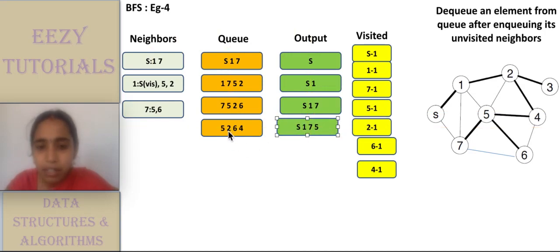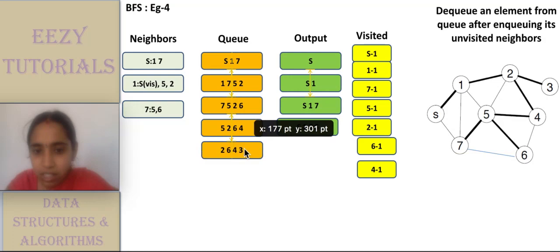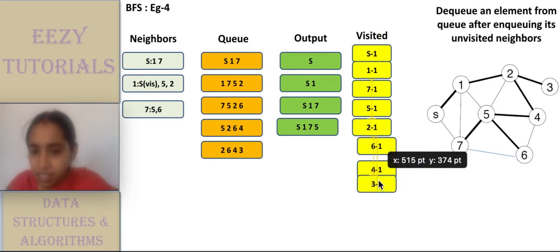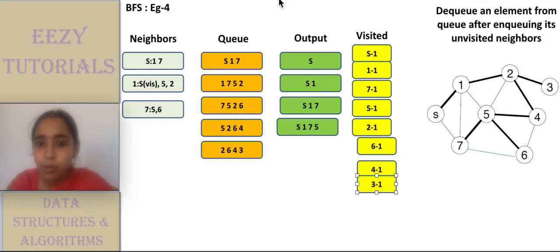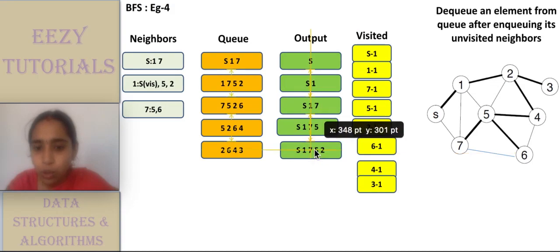So the next element is 2. The neighbors of 2, as I am seeing from the graph, are 1, 5, 4 and 3. 1, 5, 4 are already visited. 3 is not yet visited. So I am putting 3 inside the queue. Then I am making the visited for 3 as 1. Now after this process I can dequeue 2.